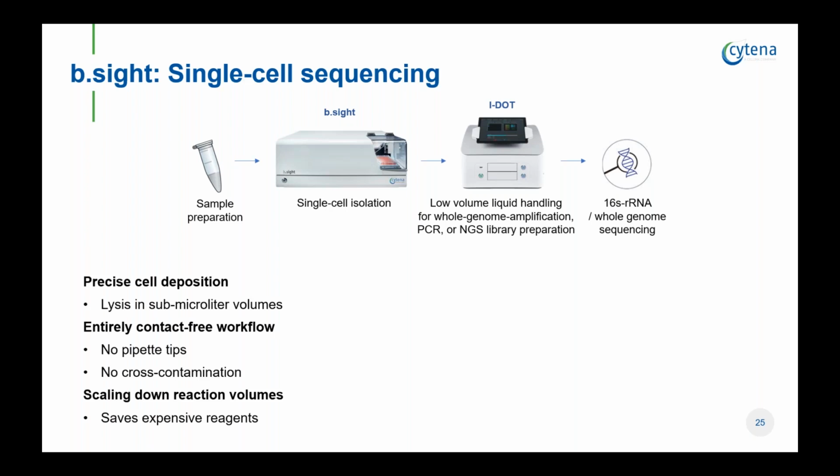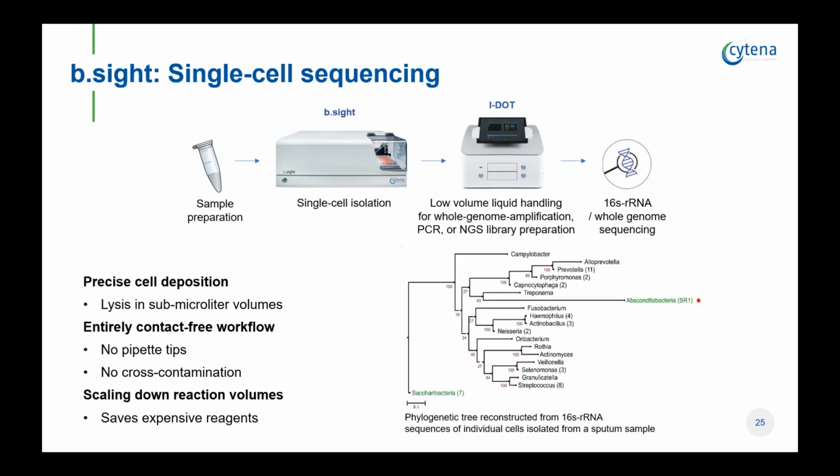The I.DOT is really a great tool and allows rapid and highly multiplex dispensing of reagents, for example, for cell lysis, genome amplification, barcoding, resulting in an entirely contact-free workflow. After single-cell whole genome amplification, individual cells can then be sequenced one by one. On the right-hand side, you can see a phylogenetic tree that we reconstructed from 16S rRNA sequences obtained from single cells isolated from a sputum sample.